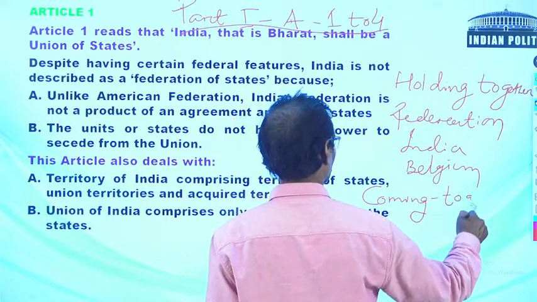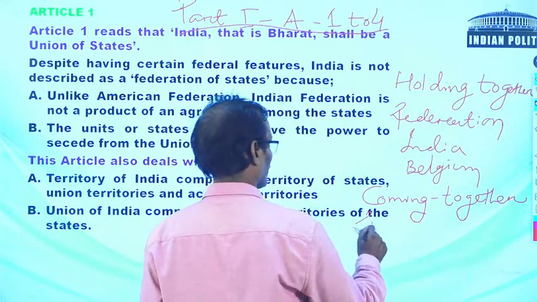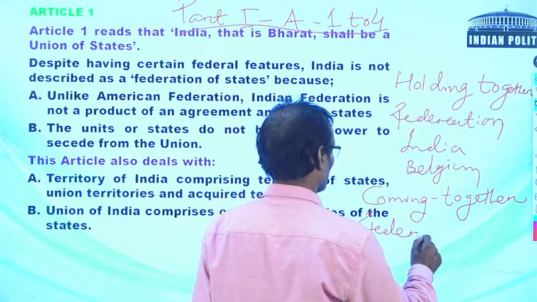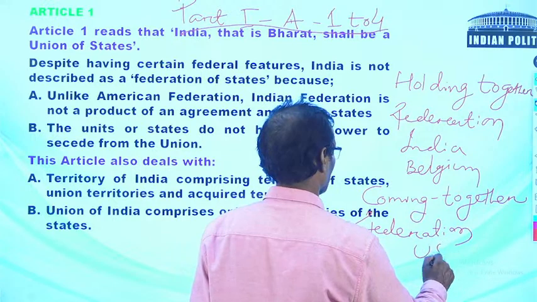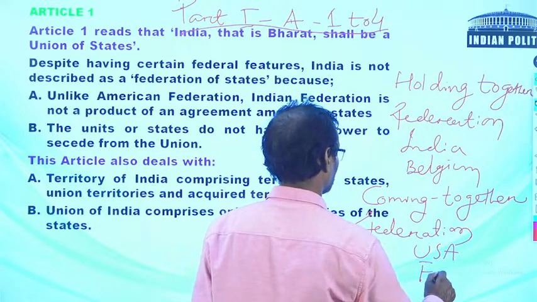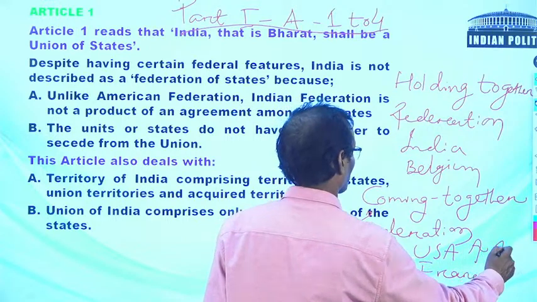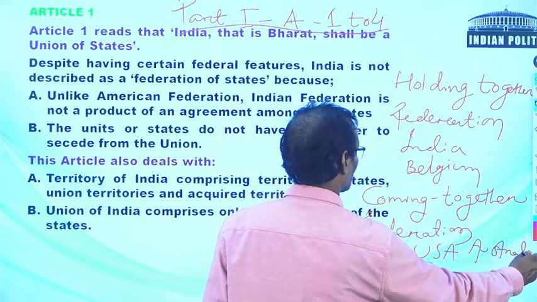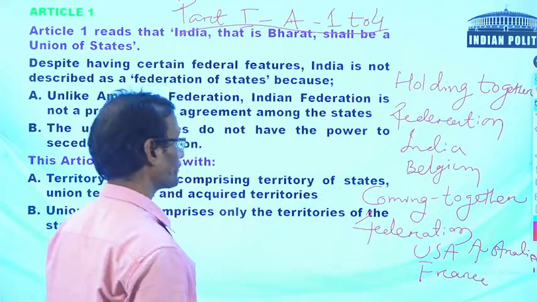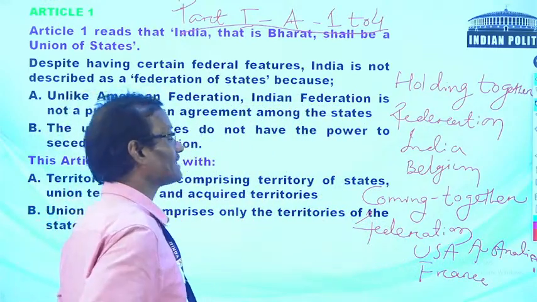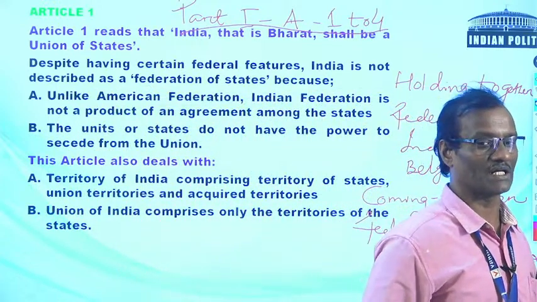Coming together federation means they came together under an agreement. So you can say USA, France, Australia are coming together federations. And this is the reason why India is not mentioned as a federation of states. Kindly take a note of this.